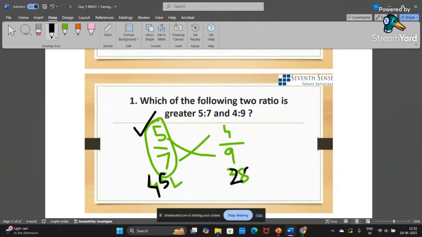28. Then you have to compare between these. If they ask you to find out the greater number, of these two, which is the greater? 45. So 5 by 7 is the greater, bigger ratio. Then when they ask you to find out the smaller number, when you compare, which is the smallest number? 28. So this is the smallest number and this is the biggest number. Remember that when you are multiplying, the multiplied value should be written where you have taken the numerator number first.